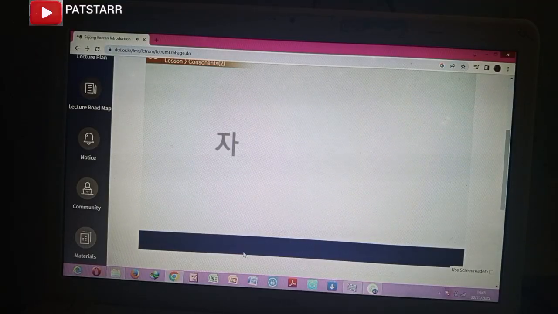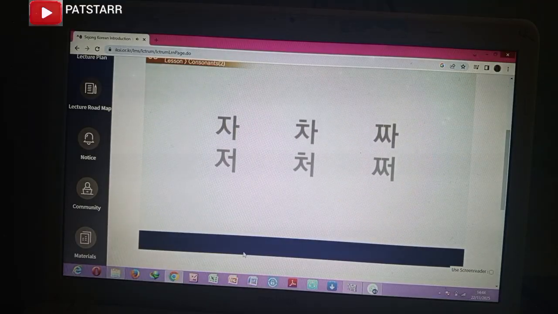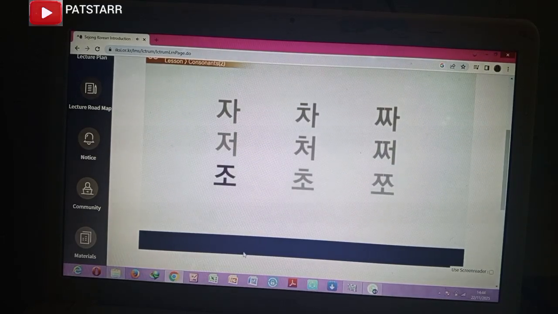Lastly, we have ta, ta, and da. Da requires more vocal stress than ta. Repeat after me. 자, 차, 짜, 저, 쳐, 저, 조, 초, 조.